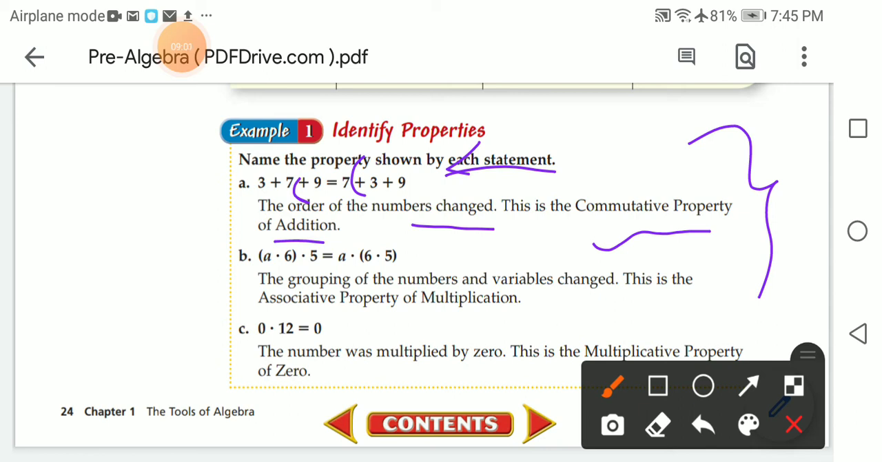Excellent, Farah, I can hear you. In number B, I have 8 times 6 times 5. I changed the groups. I associated the groups, so it's called the grouping of numbers and variables. It changed, so it's what? Associative property of multiplication, because between them is multiplying. The dots here, Abdurrahman, the dots are multiplying.